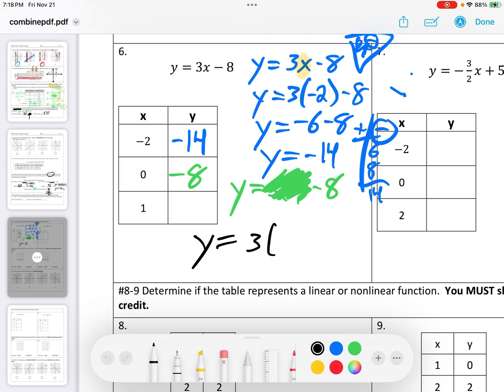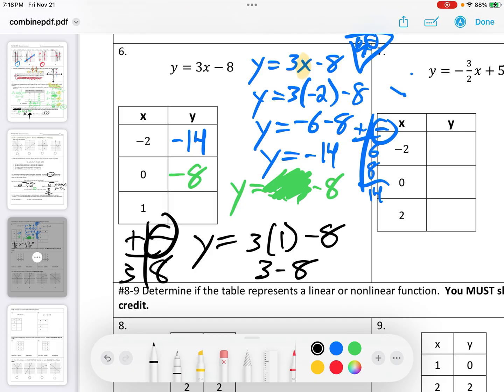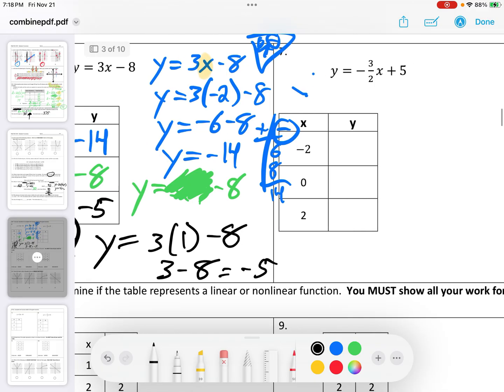Okay. 3 times 1 minus 8. 3 minus 8. Be careful of your negatives. Bad guys score 8. Good guys score 3. That means that bad guys win by 5. You always have to be careful of your negatives. Always, always, always, if you see negatives.